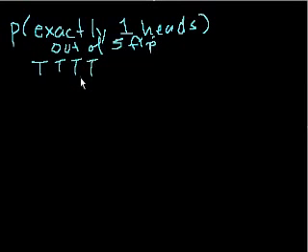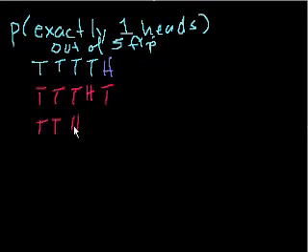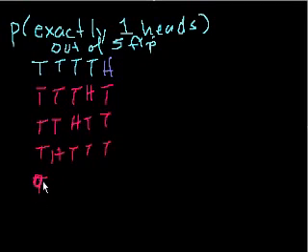So that could be tails, tails, heads. As you can tell, I switch colors arbitrarily. That could be tails, tails, tails, heads, tails. I think you get the pattern. Tails, tails, heads, tails, tails. That could be tails, heads, tails, tails, tails. That could be heads, tails, tails, tails, tails. So if we look at it this way, there's this probability.